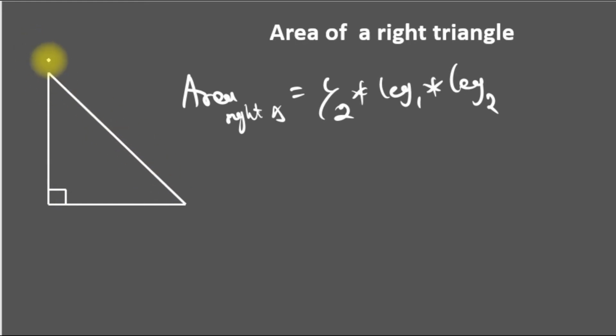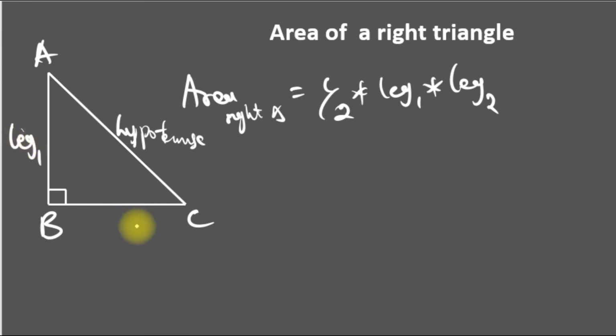You know this is a right triangle. If it is A, B, and C, this is the hypotenuse. So the other sides that are not the hypotenuse are called the legs. So this is leg 1, leg 2. Since they are perpendicular, the area of any right angle triangle is always half times leg 1 times leg 2.